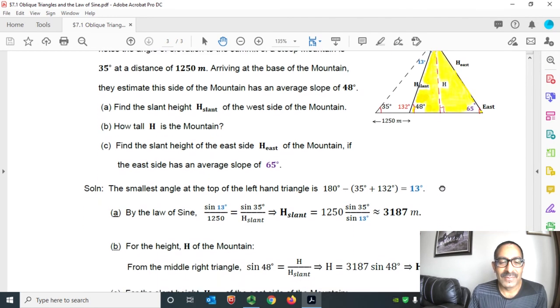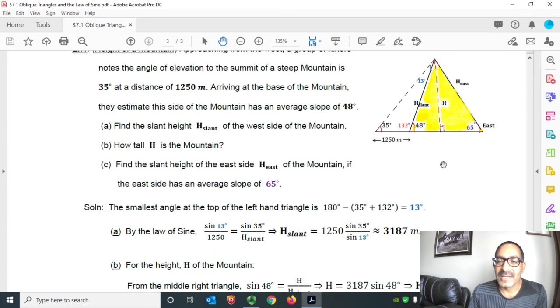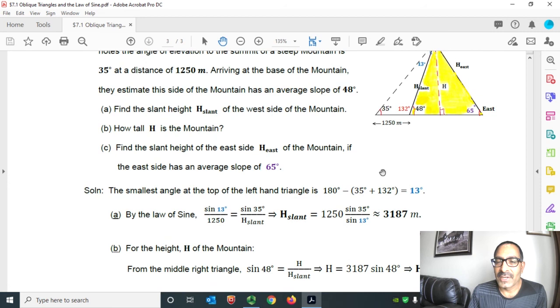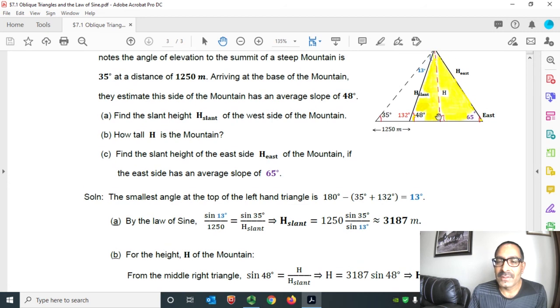Next, let's find the actual height, this h here, this height h of the mountain. So part B, from the middle right triangle. So here is a right triangle, with this one 90 degrees and 48 degrees. Then we can apply the trigonometric functions, the sine function, to find this height. We know this one is the hypotenuse. We already computed it in part A. I'm talking about this middle right triangle, okay? This is my perpendicular, this is my hypotenuse, this is my base.